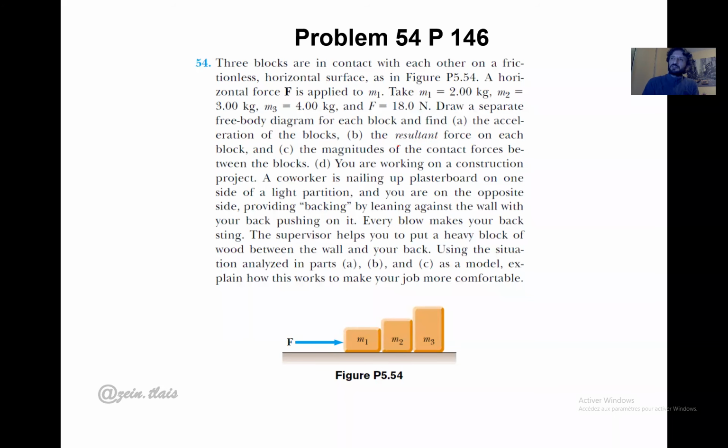Problem 54, page 146. Here we have three blocks in contact with each other. These blocks are in contact, not connected by any cord. They are on a frictionless plane, so we don't have mu. We don't have any contact between these objects and the plane. The only contact is between them.